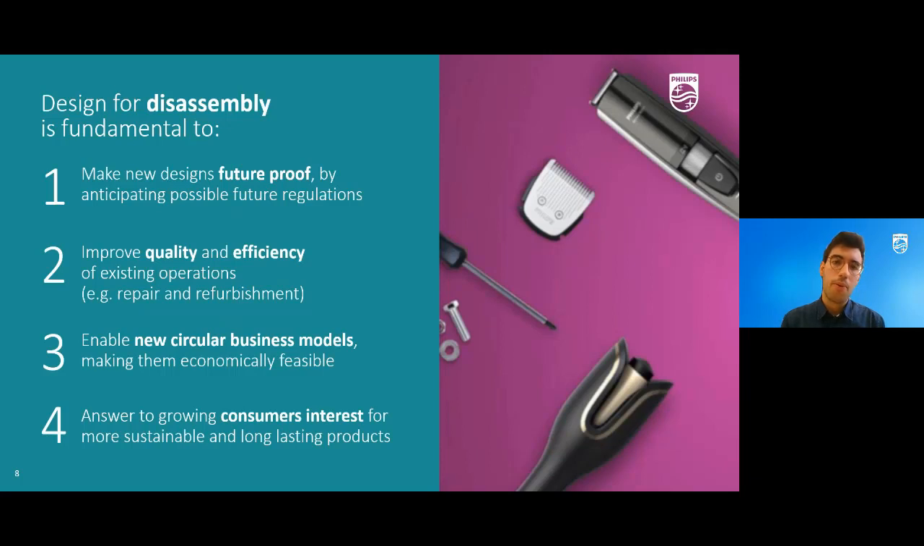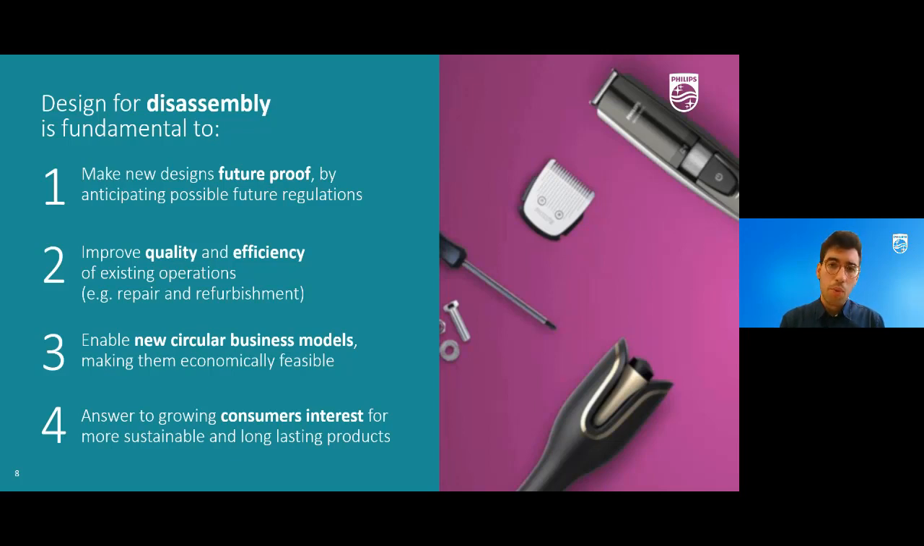Design for disassembly is fundamental for four main reasons. These are the key value drivers that we always use to push this topic forward in different businesses. The first reason is about making new designs future-proof by anticipating possible future regulations. Many of you in this call may have heard about new repair labeling systems coming up in different countries in Europe, and new repair and disassembly requirements embedded in new ecodesign directives for certain product categories. For us, it's very clear that if we are designing today a specific product or even a platform that we are going to reuse for many years ahead, we must take this topic into account now. The second reason is about improving efficiency and quality of existing operations.